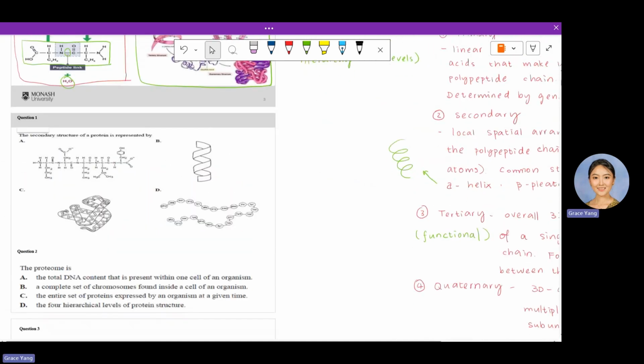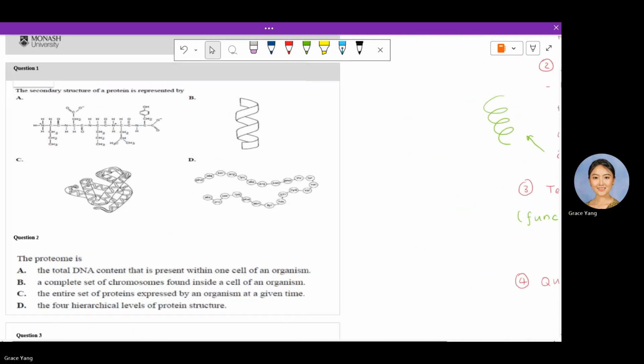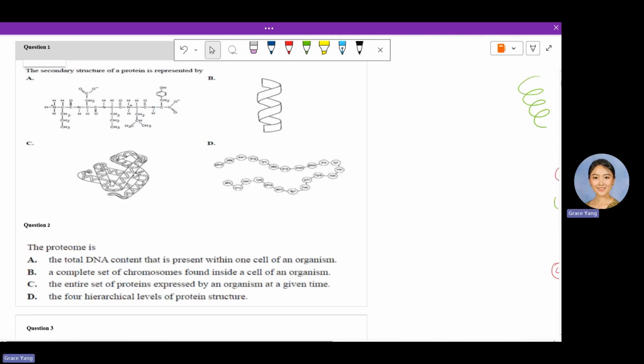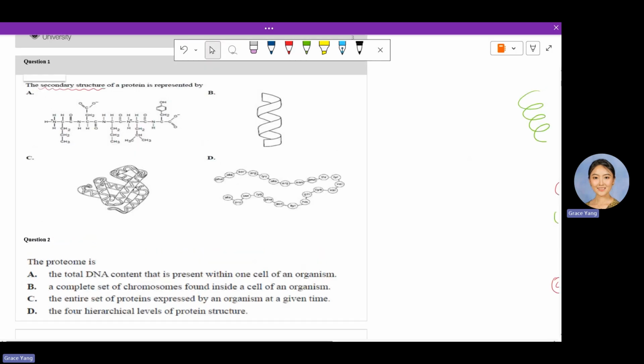So switching back to our slides. Let's have a look at a question together. This question asks, what is the secondary structure of a protein in the following pictures here? Well, let's have a look at each one of them. I know the answer is very obvious, but it's still worth looking at some of the other options. Now, have a look at the first one. That looks like a very complicated chemical structure, but let's try to interpret what we're looking at.